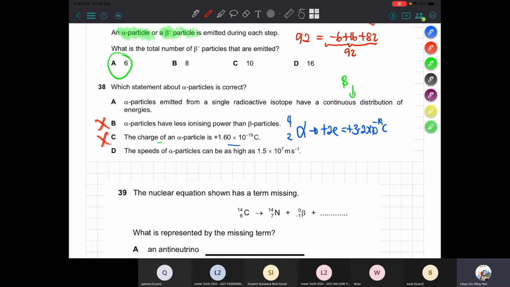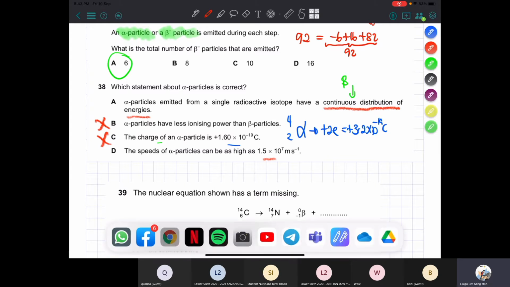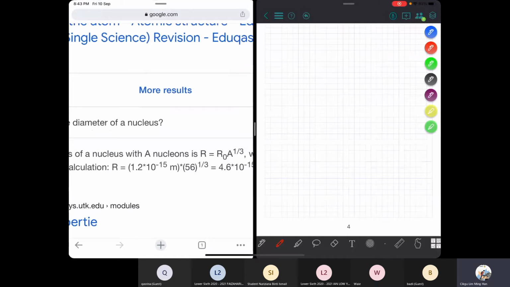The speed of alpha can be as high as, I also don't remember this one. So now we have a dilemma here. Okay, I have either A or D. But what I remember is that a continuous distribution is beta. So let's have a Google here first. Don't worry, we have Google to help us.